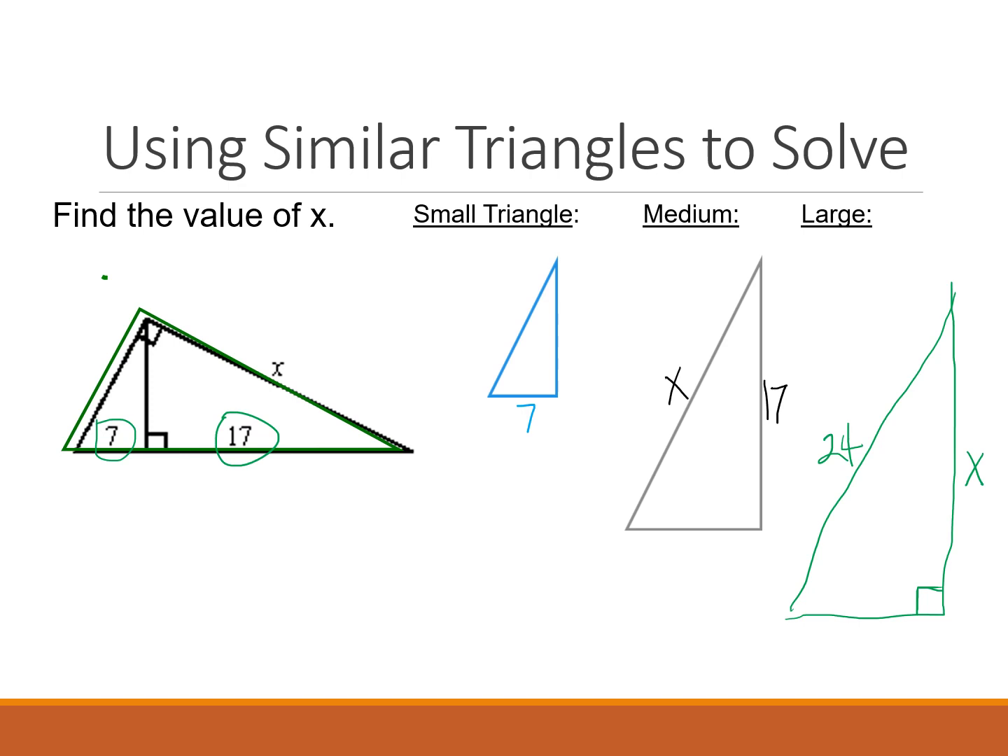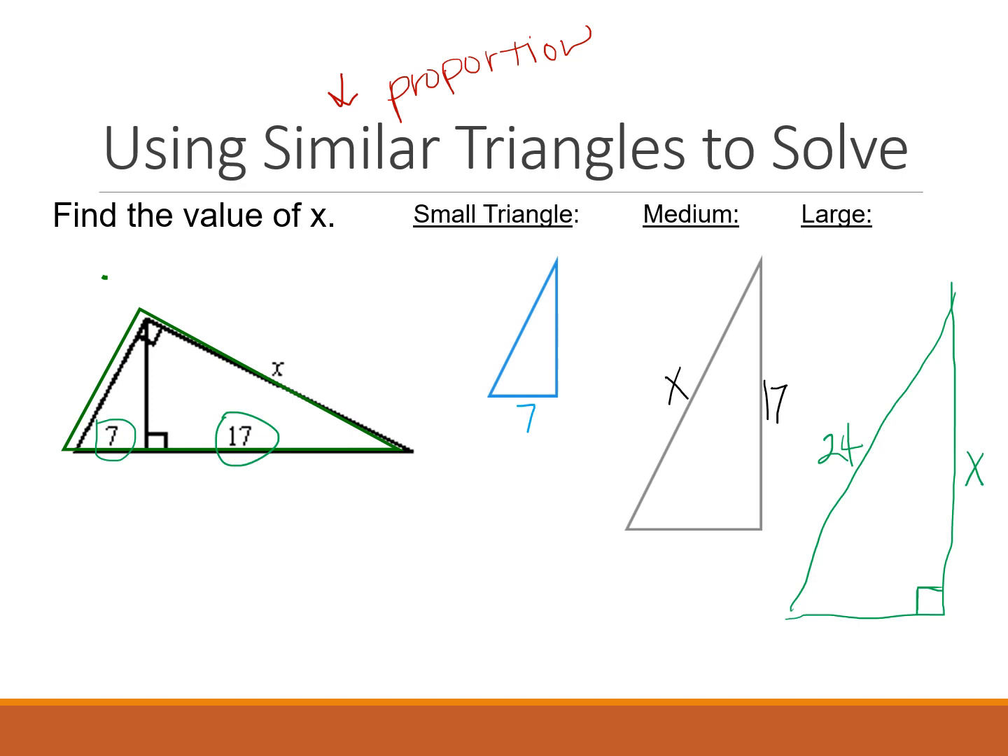But then if I look at comparing my medium and my large, if you notice, it looks like the medium triangle has its hypotenuse and long leg labeled, and the large triangle also has its hypotenuse and long leg labeled. So since we're comparing similar triangles, similar probably tells us that we're going to want to set up a proportion.